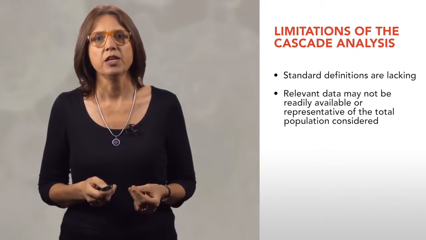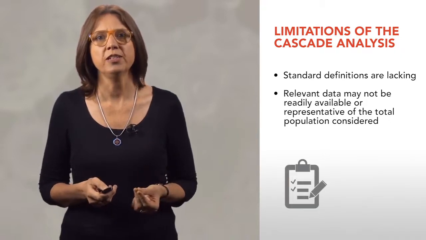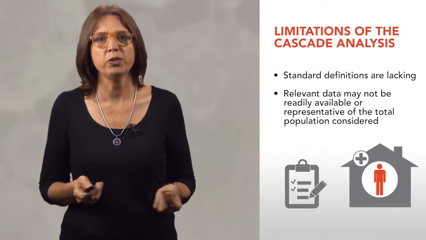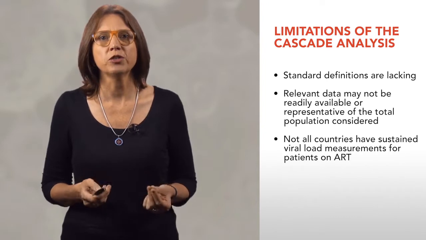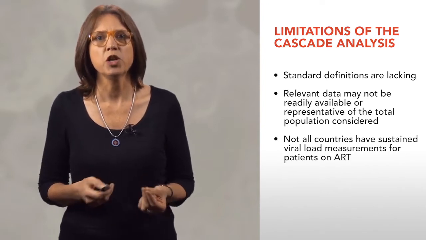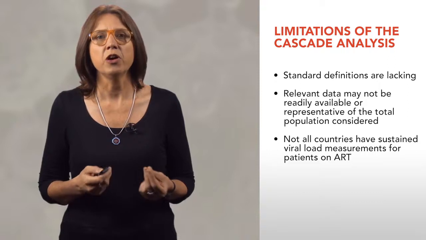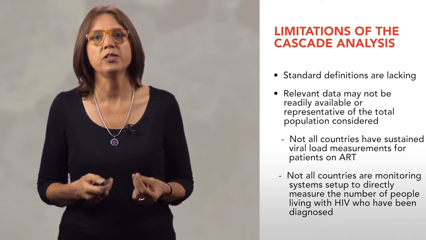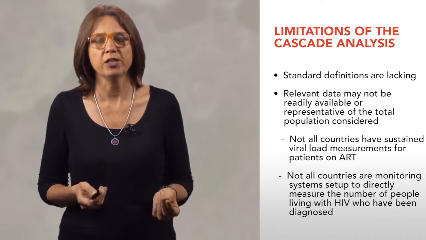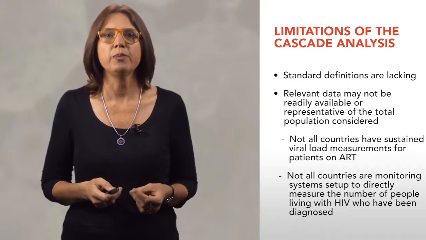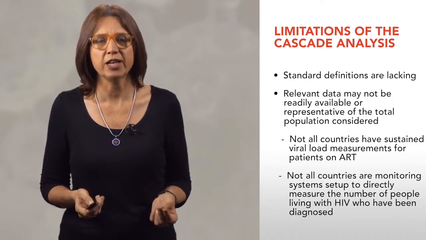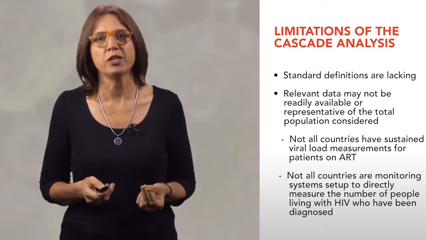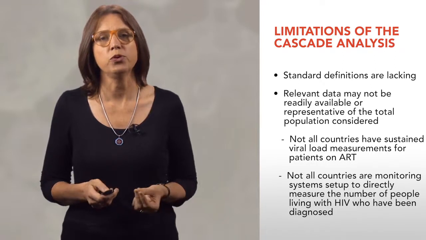An example of this: sometimes only cumulative data on enrolment in care are available, and data from the death registry may not be reliable. Therefore, not all countries have sustained viral load measurements for all patients on ART, and not all countries have monitoring systems set up to directly measure the number of people living with HIV who have been diagnosed. Separation of public health and clinical data may result in double counting, delays in registration, or inaccuracies in the number of patients in care at a given point.